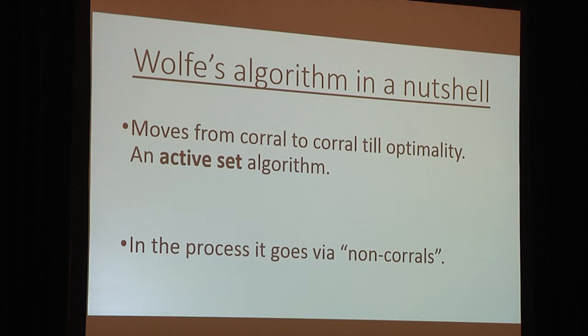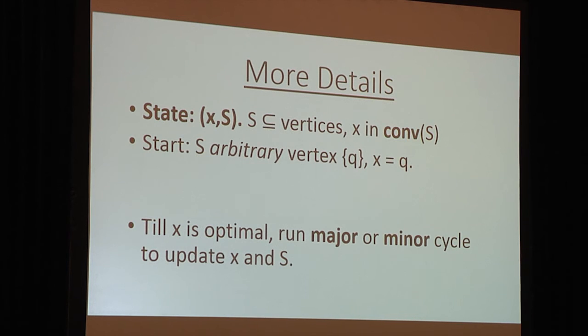In that sense, it's an active set algorithm which maintains a set of points and optimizes over them. It smells like the simplex algorithm, which moves from one simplex to another for linear programming. One difference is that in going from one corral to another, it has to go through non-corrals, and in my opinion, that makes the analysis a little hard. Anyway, let me get into some more details about this algorithm.